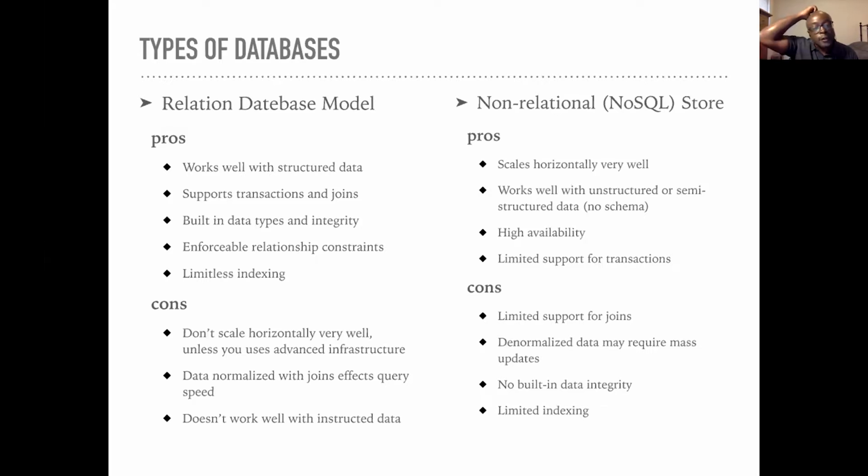Some drawbacks of relational databases: they don't scale horizontally very well unless you take pains to add infrastructure and do things like sharding. It's basically splitting your data amongst replicas that are read and write. So you'll read from particular instances, and you only write to a central point that disseminates the data amongst a group of database clusters.